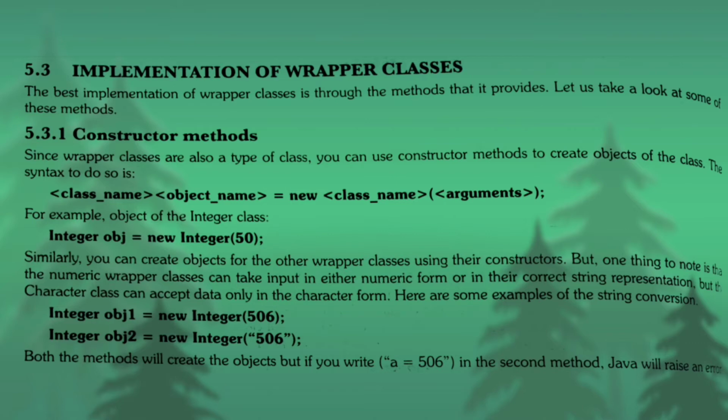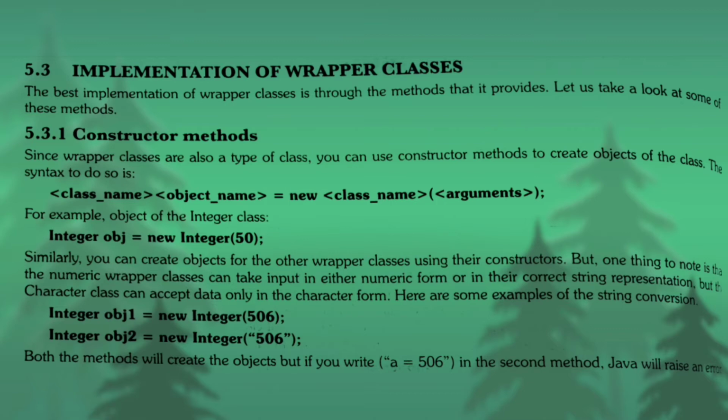And in the second example, Integer obj2 is declared, and it has a numeric string because 506 is enclosed in double quotes. Anything enclosed in double quotes is called a string. So in two ways you can create an object of the Integer class using a constructor. Either you can give the numeric value as a parameter to the constructor, or you can use a numeric string representation as an argument to the constructor.